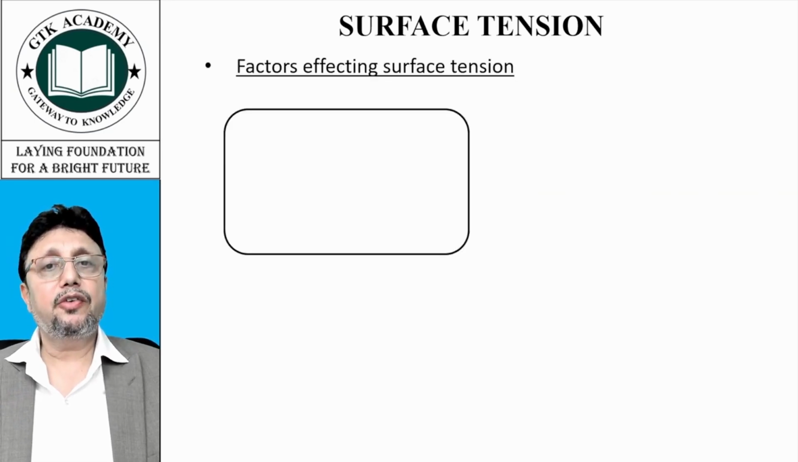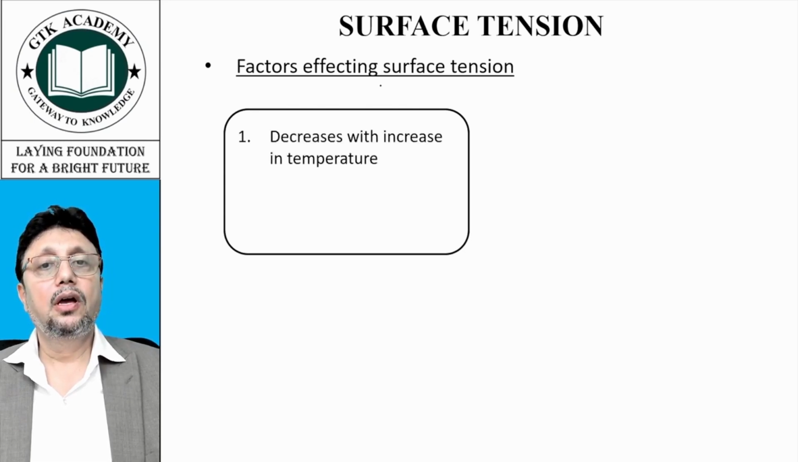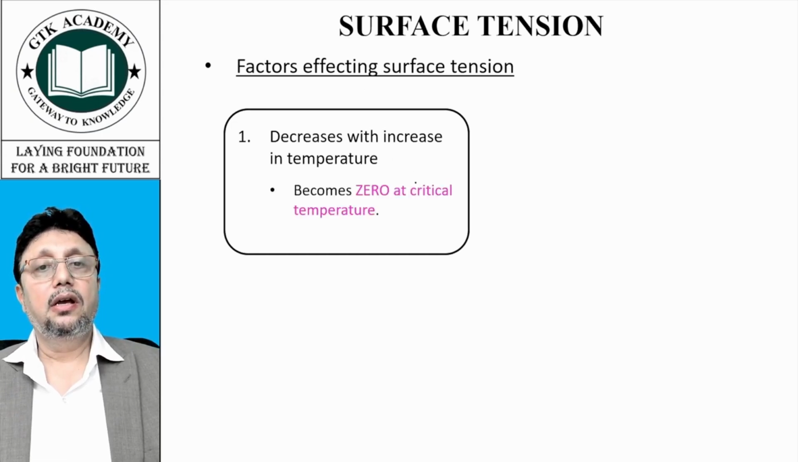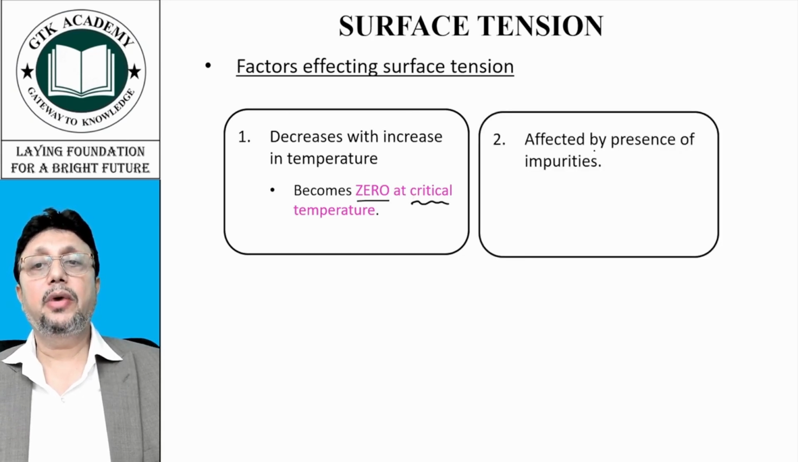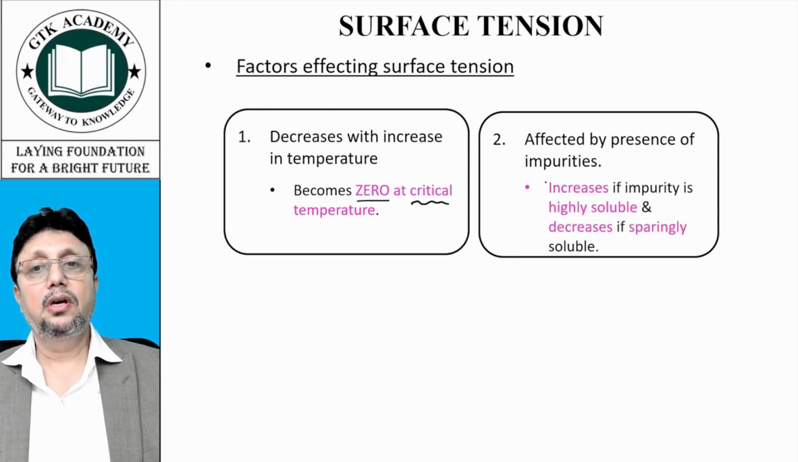Now, what are the factors affecting surface tension? We need to know that. It decreases with increase in temperature, and at a particular temperature, which is called critical temperature, it becomes zero. It is affected by the presence of impurities. If the impurity is highly soluble, the surface tension increases, but if it is sparingly soluble, it decreases.